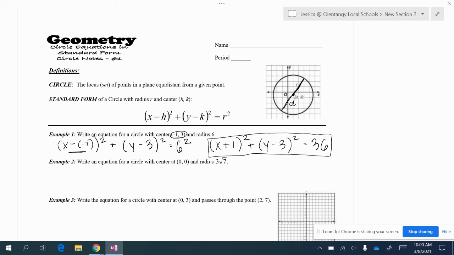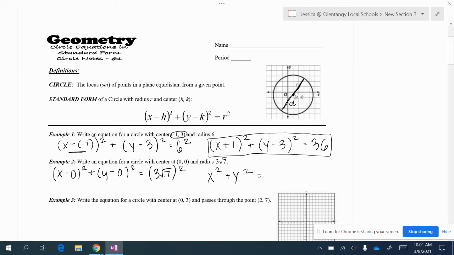So example 2, write an equation for a circle with a center at (0, 0). So if your center is at (0, 0), then you're not going to be adding or subtracting anything from your x or your y. Now you can technically put that in as x minus 0 squared plus y minus 0 squared, and then your radius, you have to square that. But since you're not adding or subtracting anything, that number is just 0. You can just write it as x squared plus y squared. So if you see this, that means that your center would be the origin, or (0, 0).